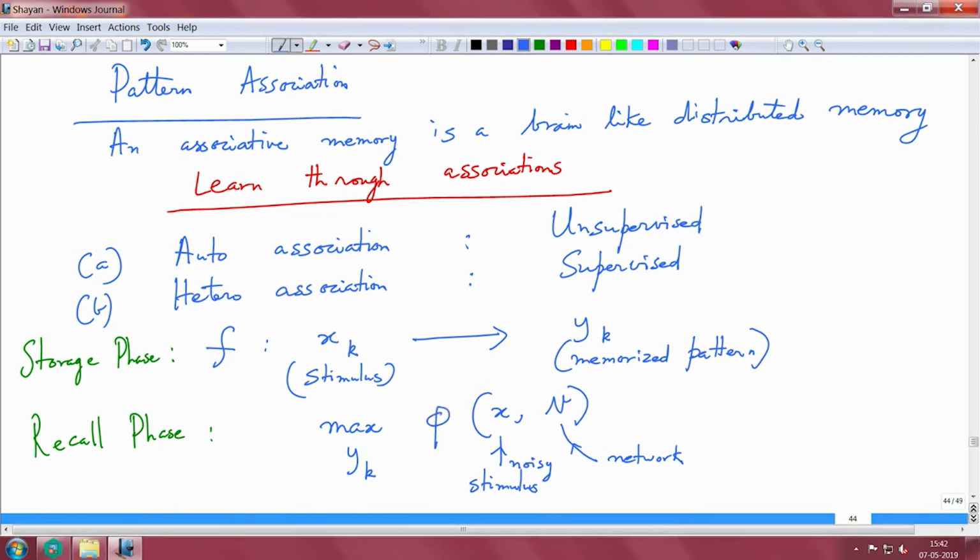A small note, I think I just made a small typo here. I wrote f, I used the same mapping f earlier. So, if you have a different function during the recall phase, you can have it as phi, right. You may be looking at that objective during recall and basically you want to maximize over that objective phi to look at all the memorized patterns and give you a pattern which is closest to the noisy stimulus.